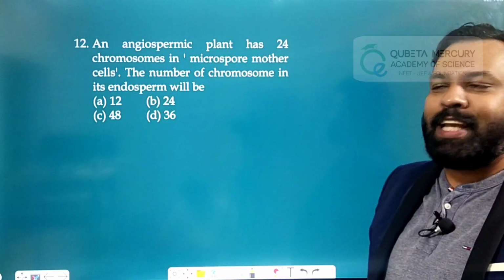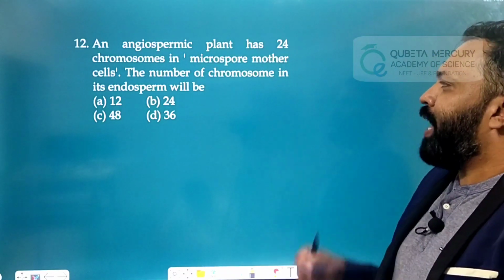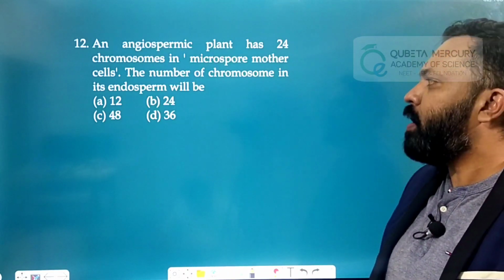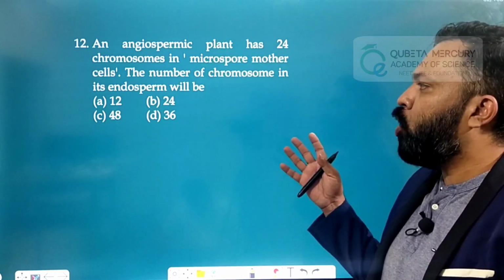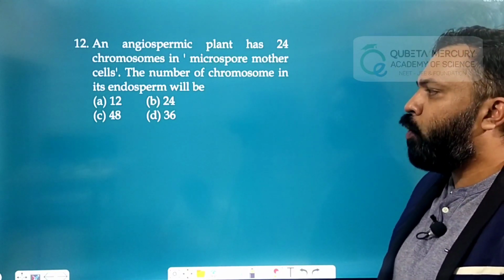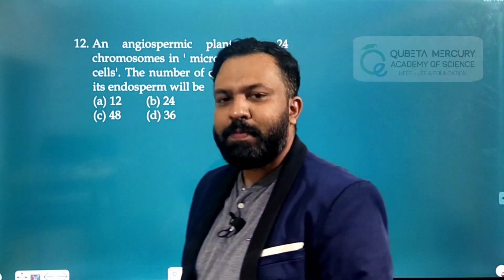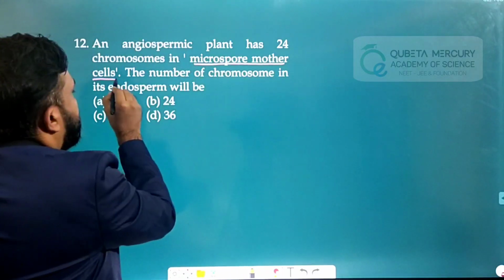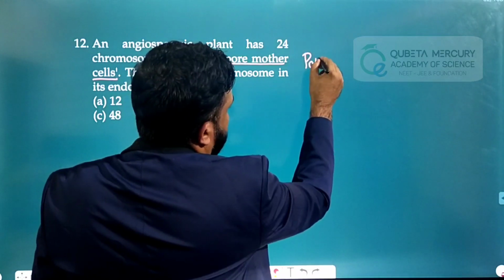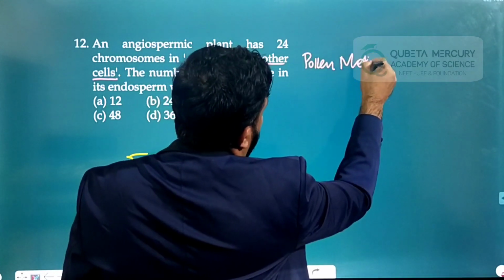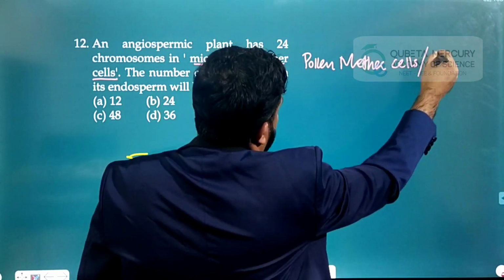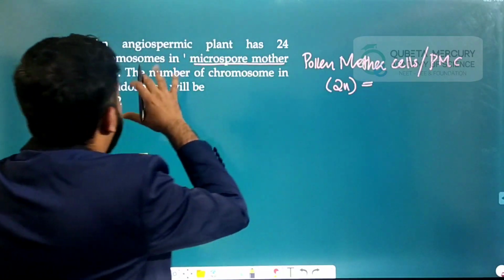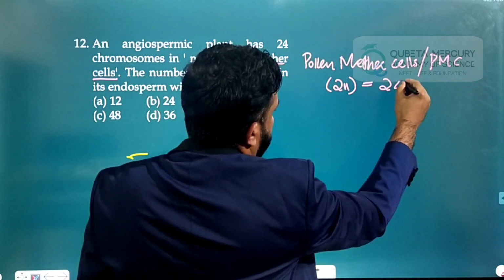Listen to question number 12. An angiospermic plant has 24 chromosomes in microspore mother cells. The number of chromosomes in its endosperm will be 12, 24, 48 or 36. The microspore mother cells are said to be the pollen mother cells, abbreviated as PMC. They will be diploid in nature, 2n. The 2n number is given here as 24, so 2n is equal to 24.